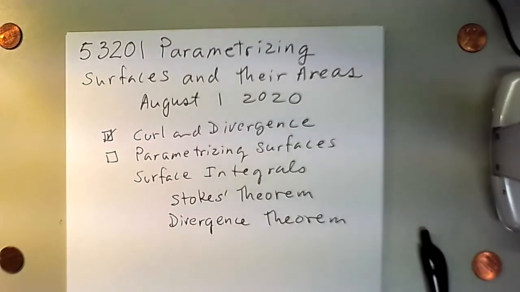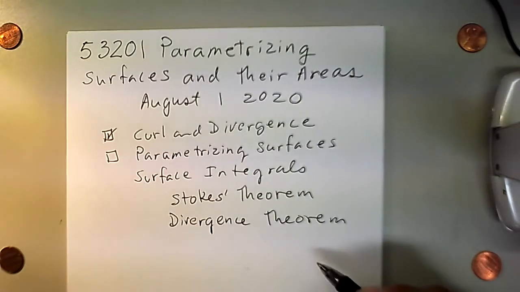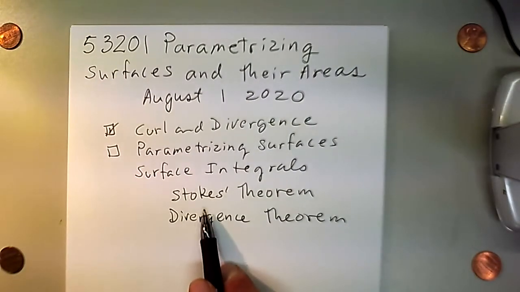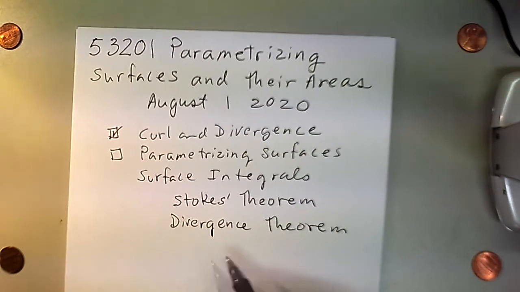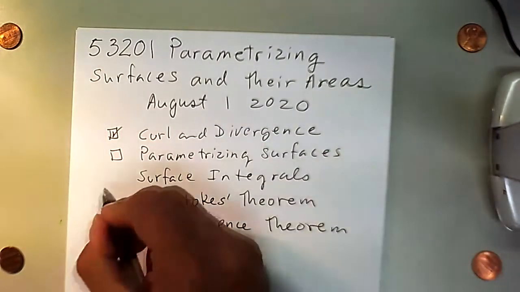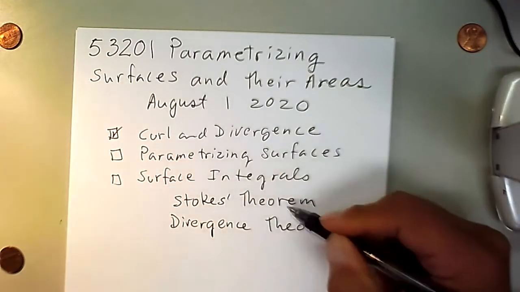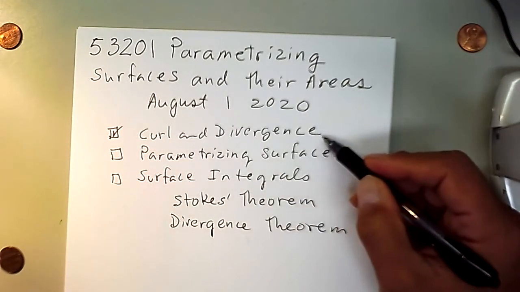All right, we are continuing our sequence of videos. Our goal eventually is to get to Stokes' theorem and divergence theorem. In the last video, we covered curl and divergence. We need those three items to get to Stokes' theorem and divergence theorem.